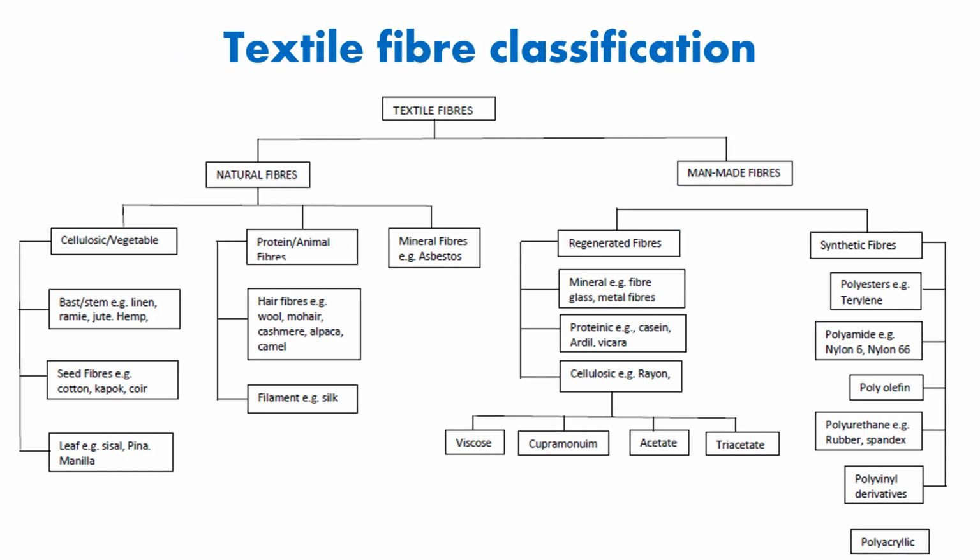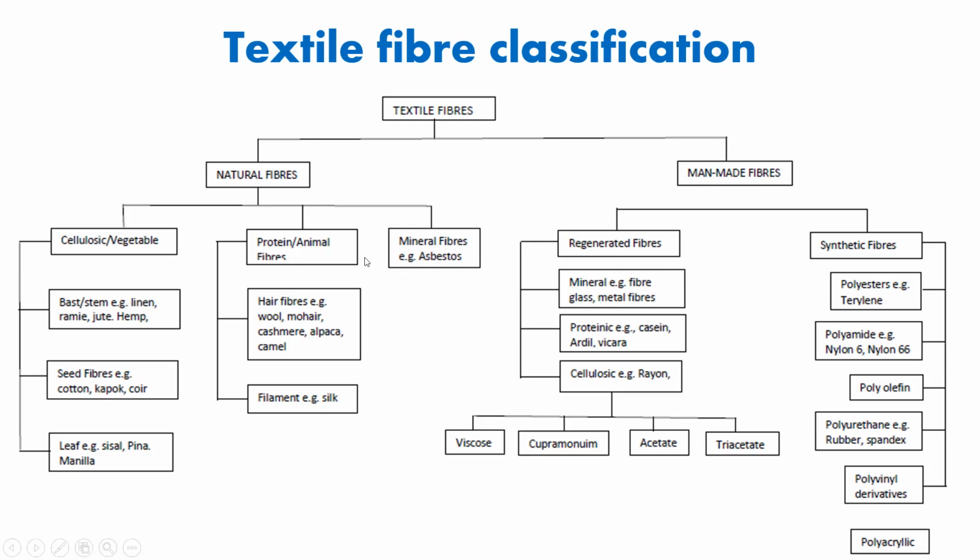So I have explained the fibers in the simplest form here. The fibers are divided into two: the natural fibers and the man-made fibers. And the natural fibers are subdivided into three. You have the cellulosic or vegetable fibers, then protein or animal fibers, and the mineral fibers. And mineral fibers, I said, we get them from rocks.